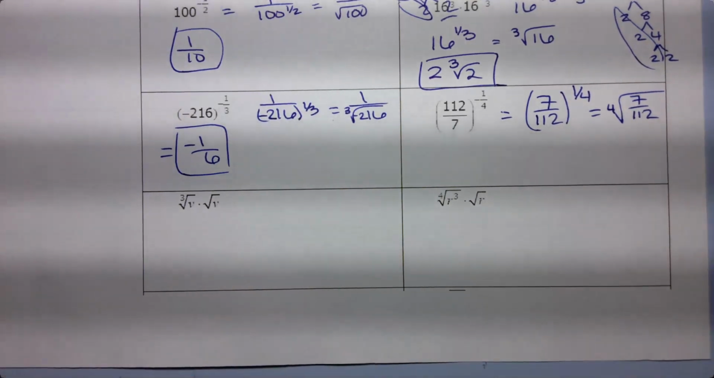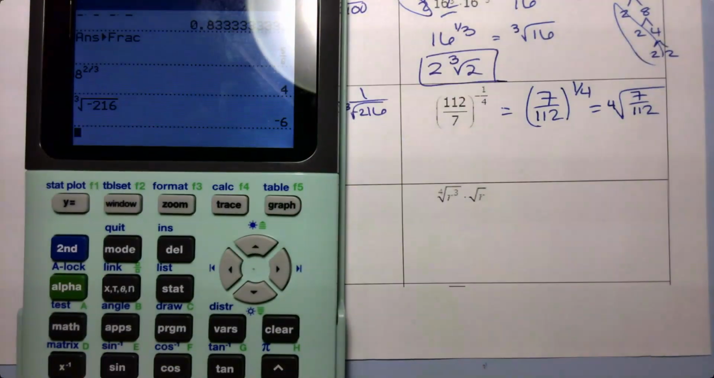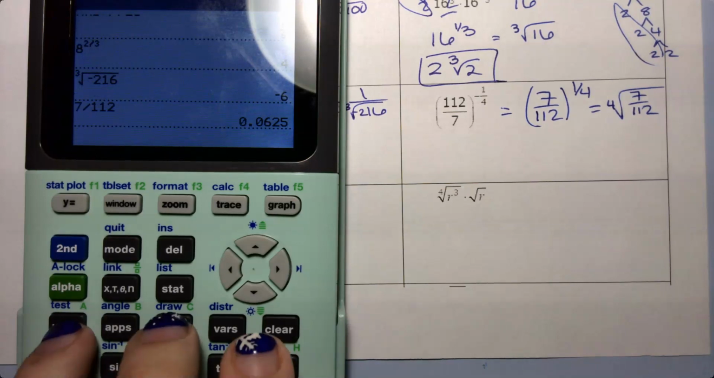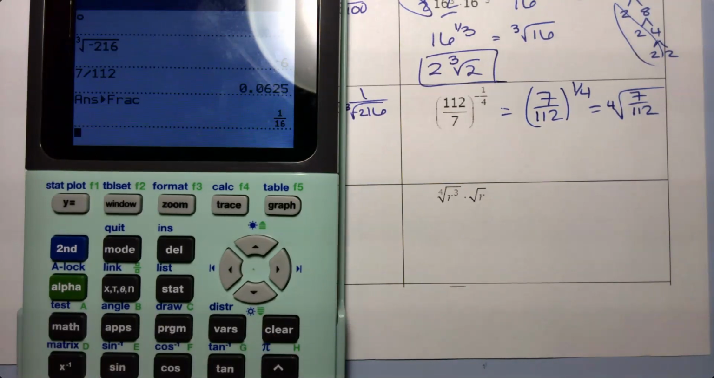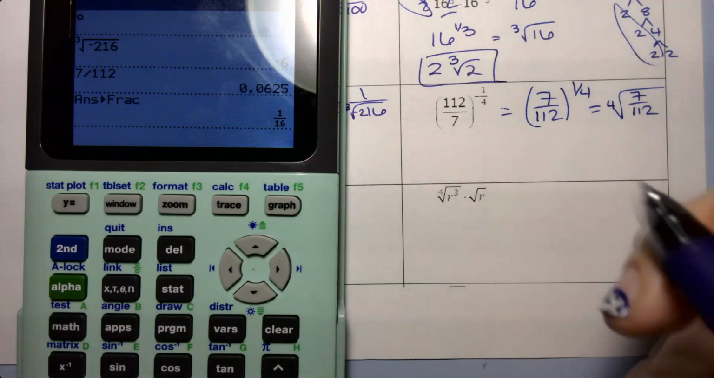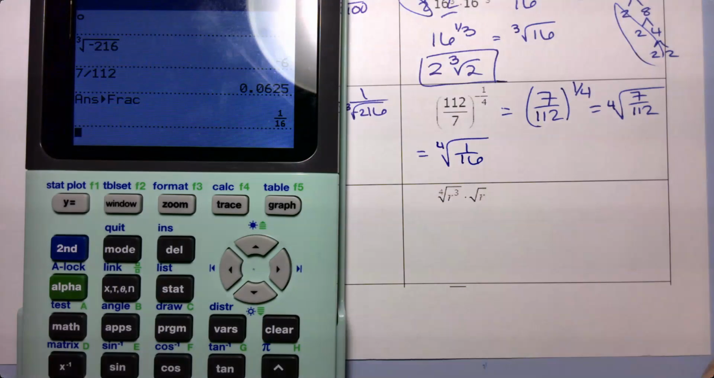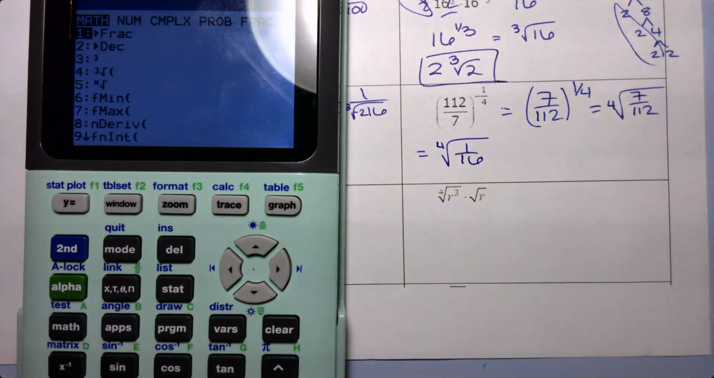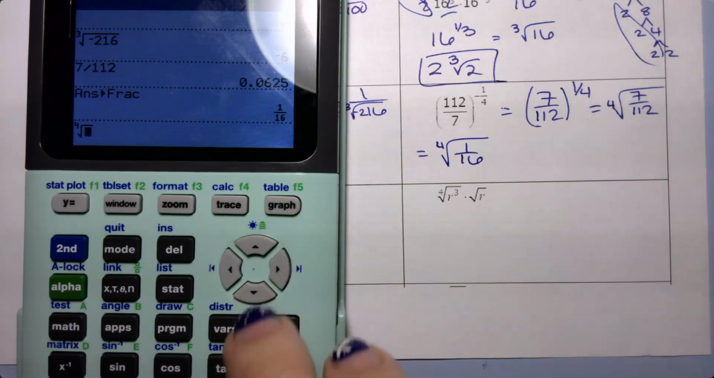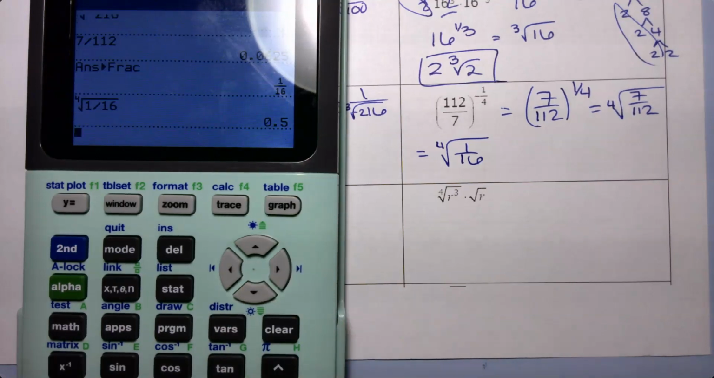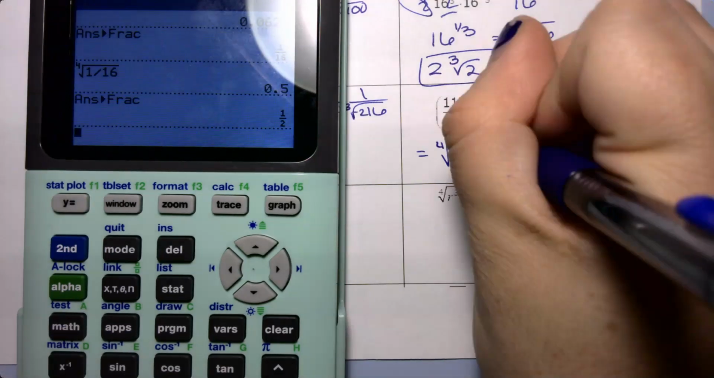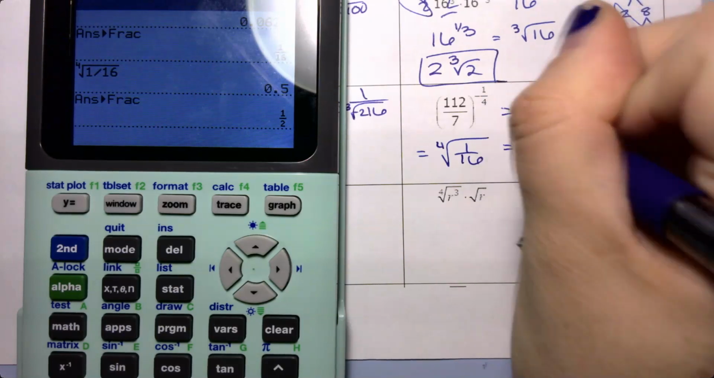I want to see if I can simplify 7 and 112, just in general. So I'm going to type in 7 divided by 112, and then I'm going to turn it back into a fraction, which it does. It simplifies nicely into 1/16. So I have the 4th root of 1 over 16, which I can go math, choice 5, type in 4 for my index, and 1 divided by 16 for my fraction. It gives me a decimal, which gives me 1/2 as my final answer.